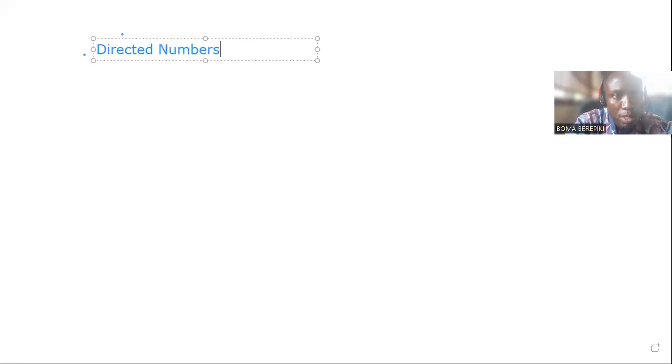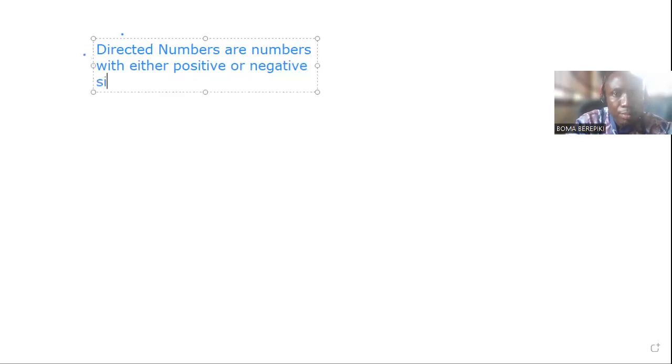There are basic principles that we need to know. First of all, what are directed numbers? Directed numbers are numbers with either positive or negative signs or operators. We call it sign, we call it operators.